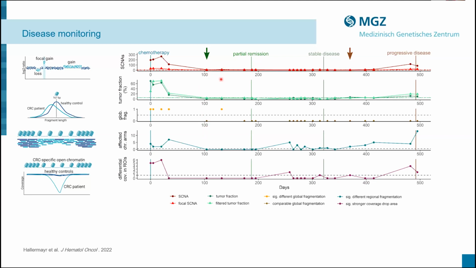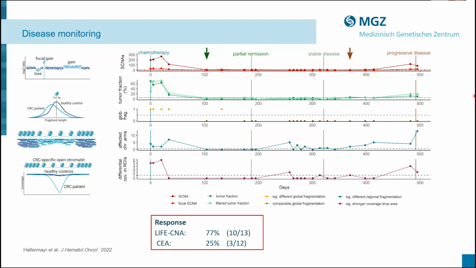And this was already several months before partial remission was clinically confirmed in this patient. And then again, several months before the patient went into progression or had progressive disease diagnosed for the first time, in one of many consecutive samples collected afterwards, ctDNA was detected again, and progressive disease could also be clinically confirmed.